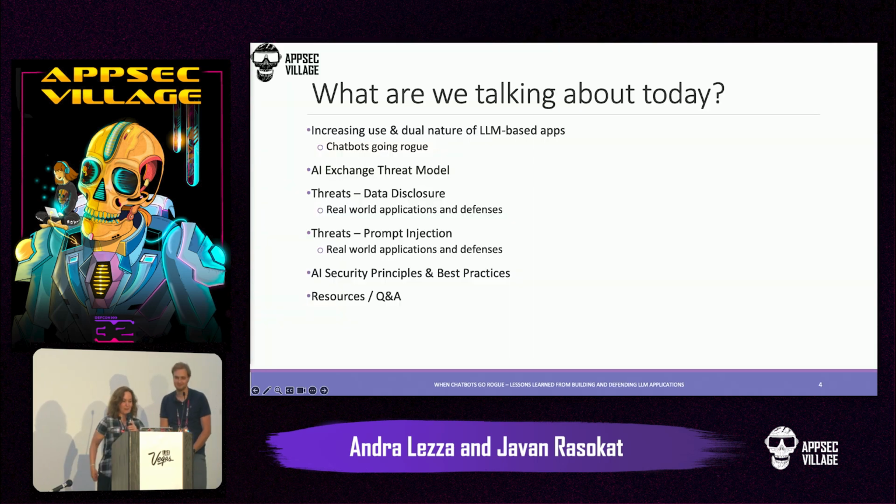So today we're going to be talking about a few topics. First of all, we're going to go from the increased usage of AI or LLM-based apps and the fact that they introduce both functionality and some interesting vulnerabilities, to a bit of threat modeling, because we're in the AppSec village, and we have to. And we're going to focus on two main threats we've seen in real-world apps, data disclosure and prompt injection. And then towards the end, we're going to conclude with some AI security principles and best practices.